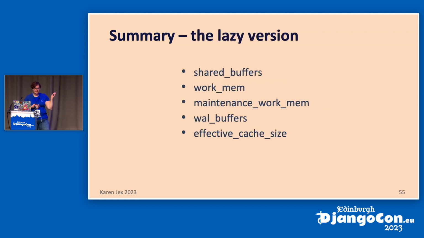And then this is the lazy option, if you don't have time to go through all of those 13 parameters. These are the top ones that I would say just start with: shared_buffers, work_mem, maintenance_work_mem, wal_buffers, and effective_cache_size. So mainly the things that are to do with memory and a little bit to do with your write-ahead log and checkpointing.